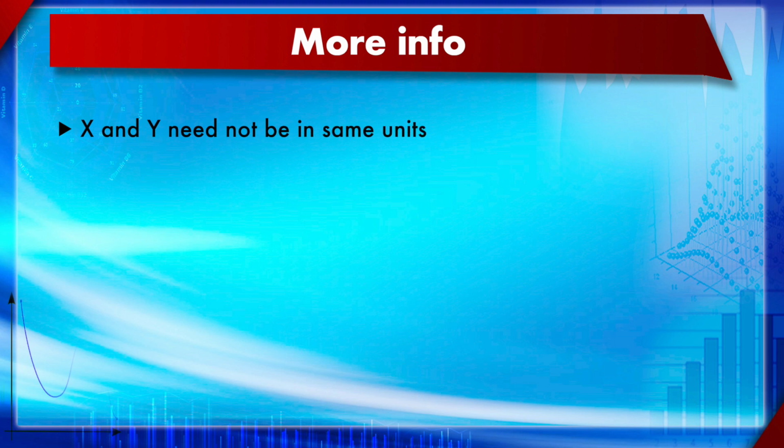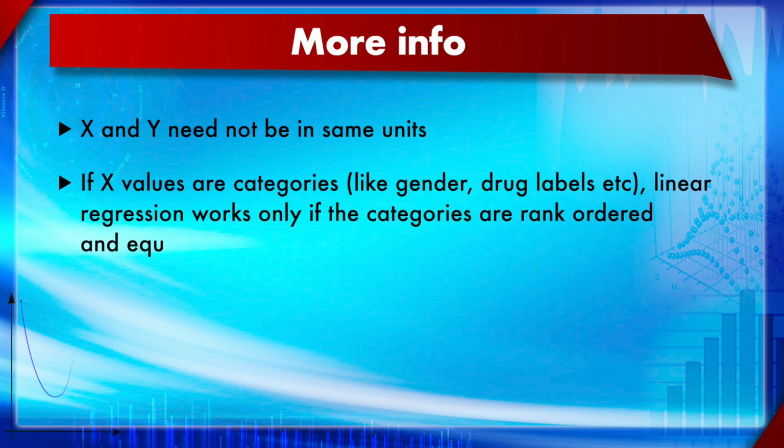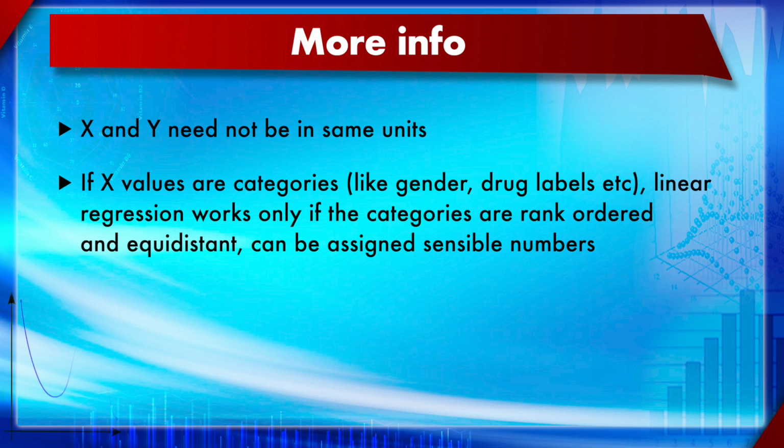Do x and y need to be in the same unit? No, they need not be in the same unit, because these are two different variables. So they can be in different units as well. If x values are categories like gender, drug labels, etc., linear regression works only if the categories are rank ordered and equidistant, so they can be assigned sensible numbers. A numerical representation in some way is needed before regression can be performed.